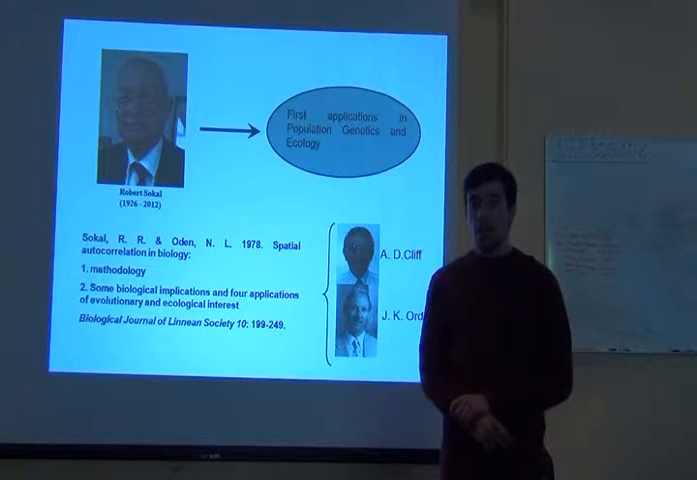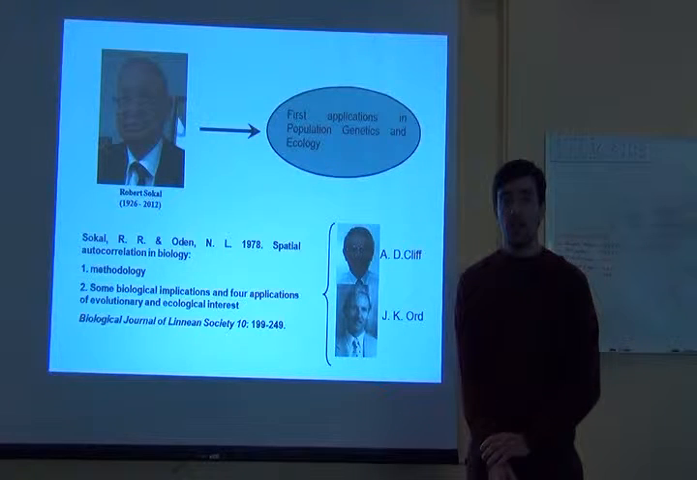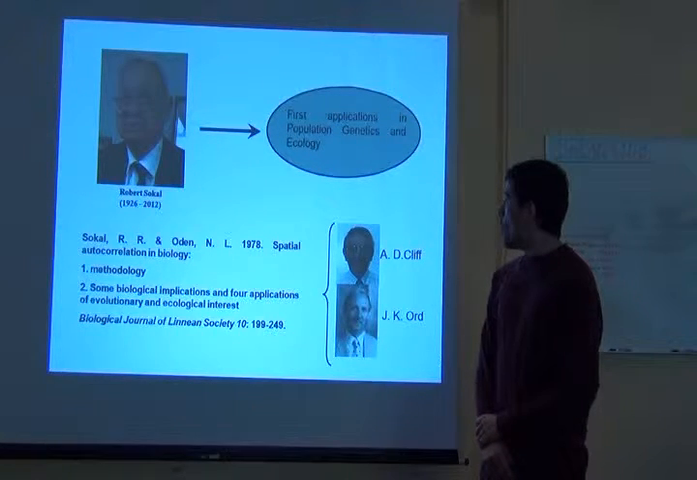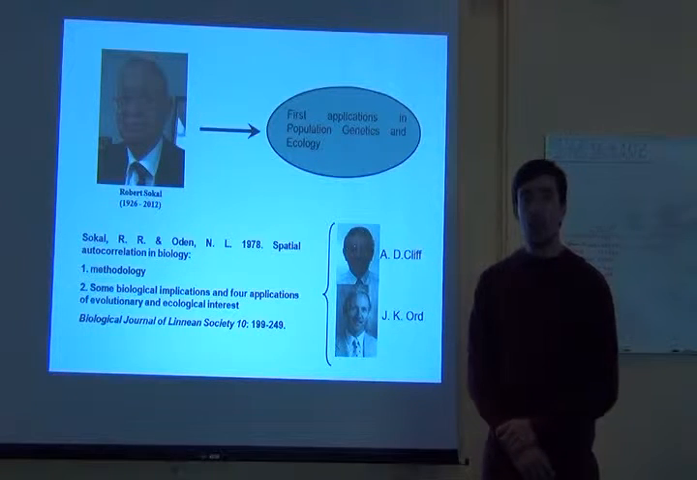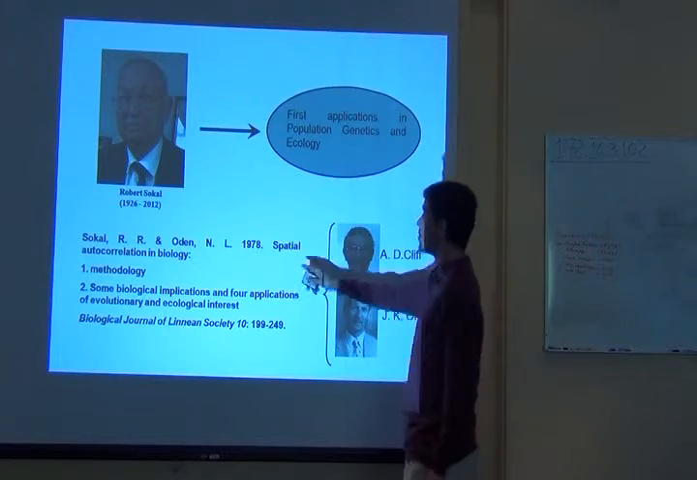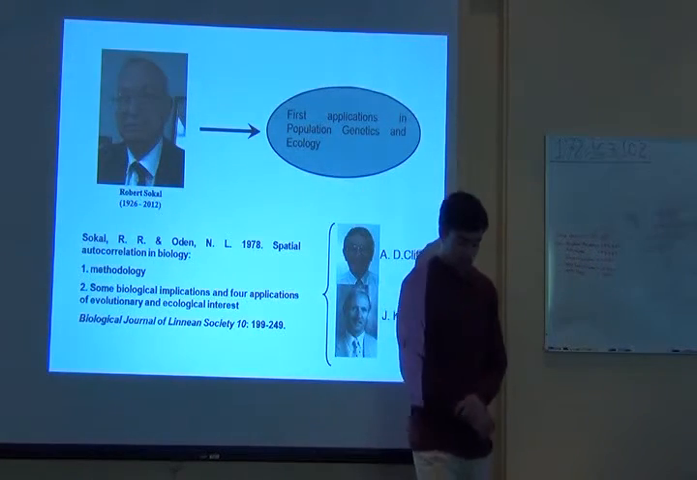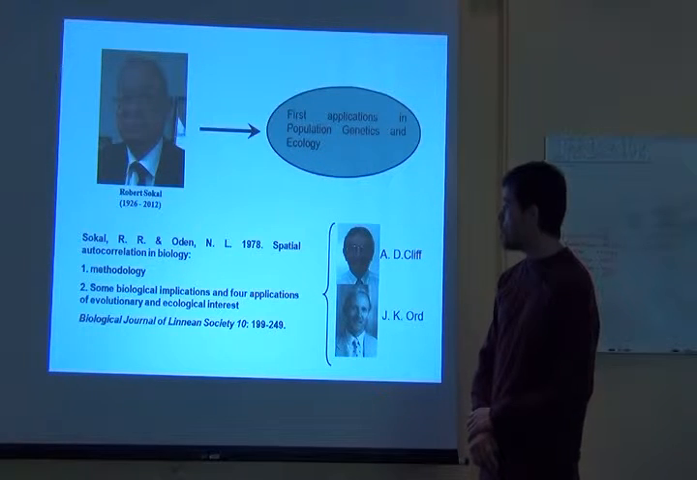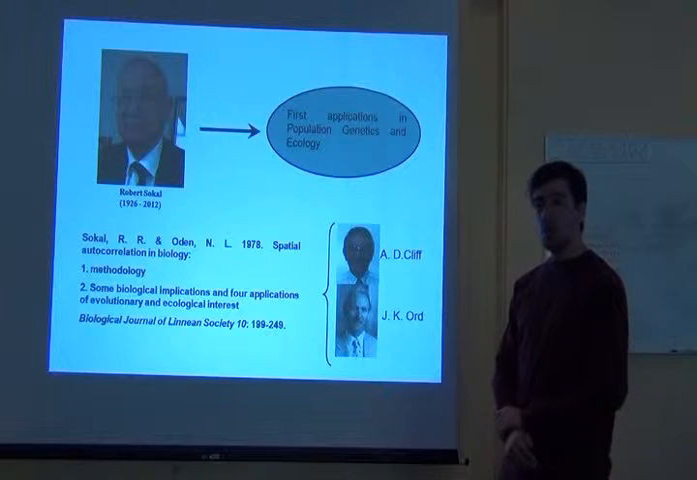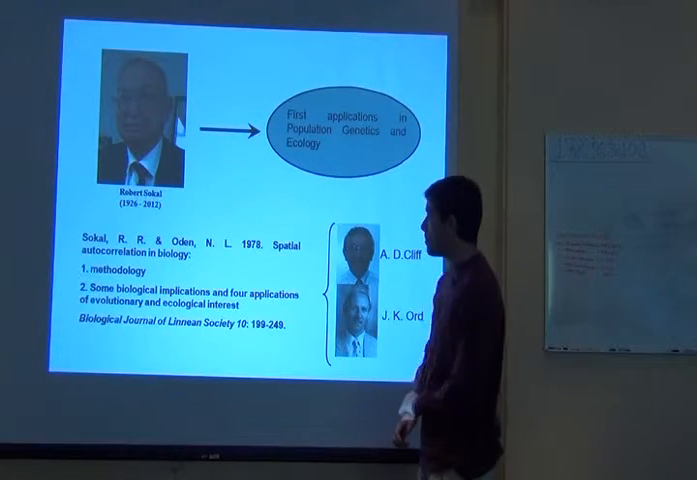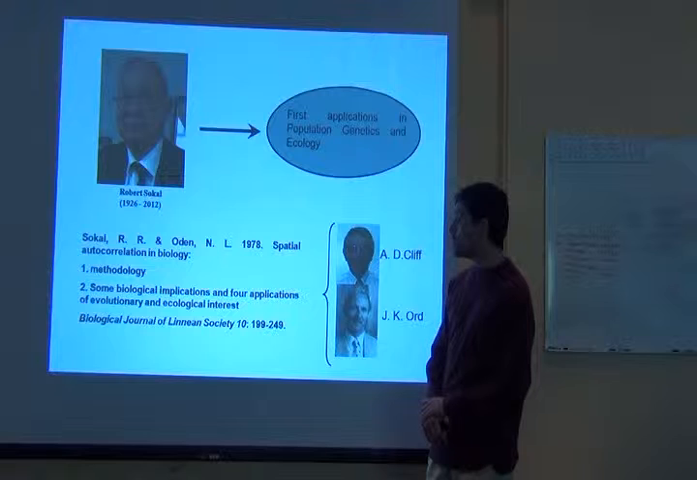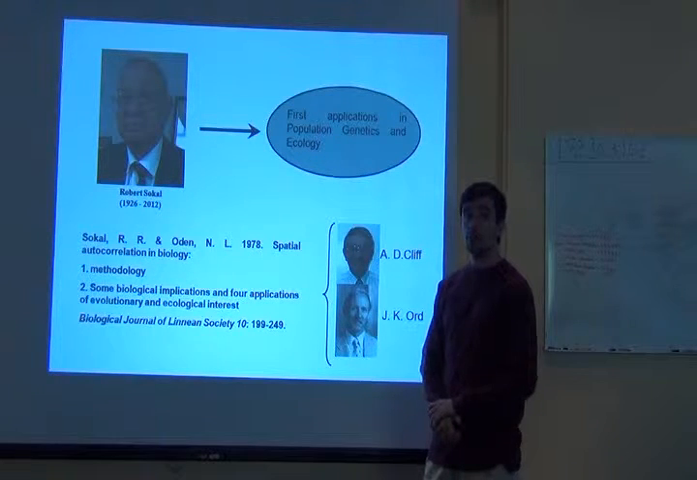And he has influenced genetics, ecology, general biology in several different ways. And one of his best papers, in my opinion, is this 78 paper in which Robert Sokal set the scene for studying spatial autocorrelation in biology. And today what we will study is mostly how he describes the importance of spatial autocorrelation for us.